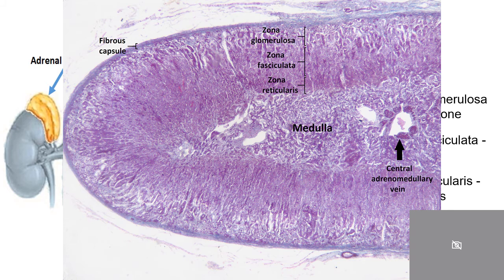In this labeled photomicrograph, we once again see those three layers within the cortex region. Note how they do move from superficial to deep, and they are visually slightly different from each other.